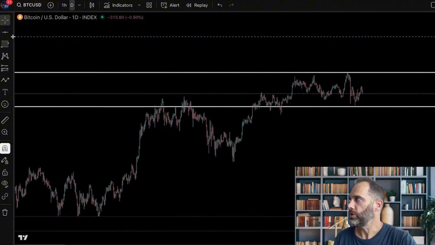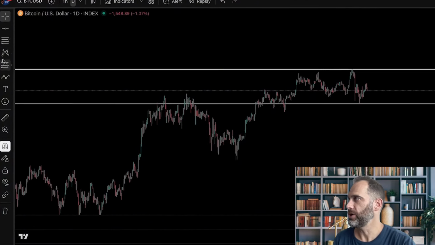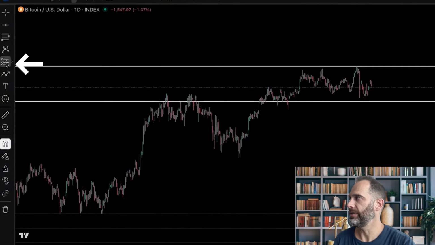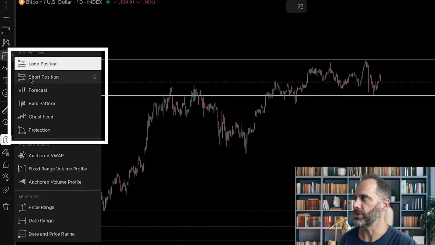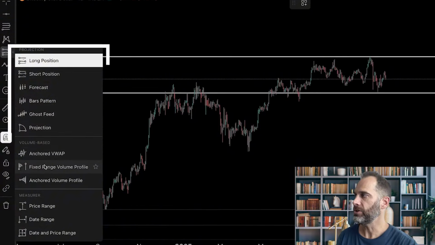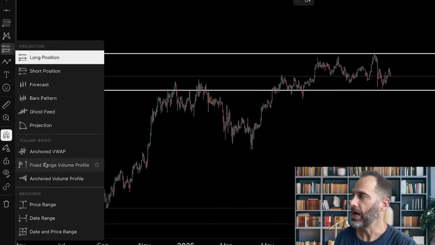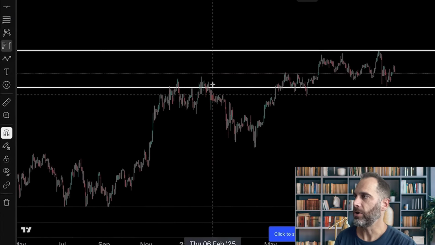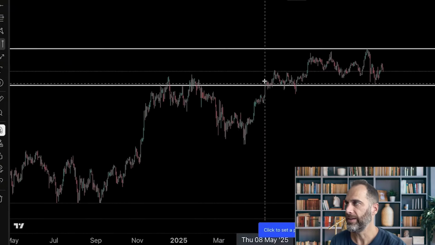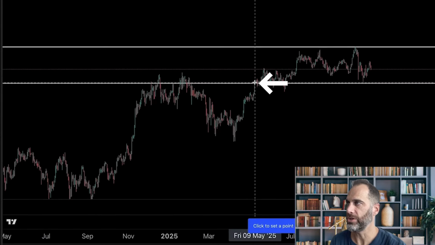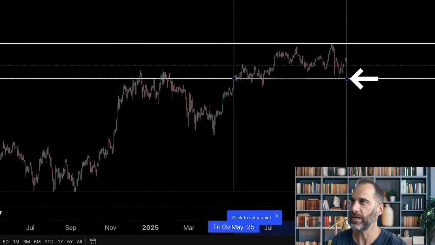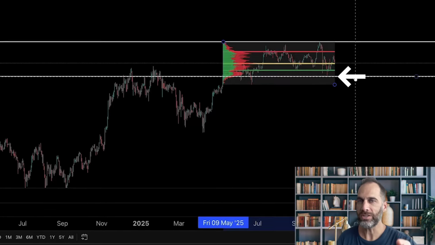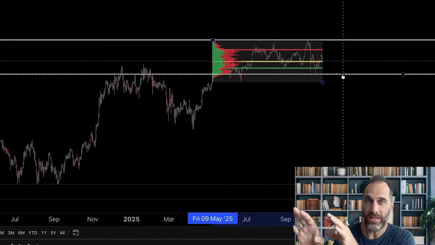All right. The next thing I'm going to show you is in TradingView, you're going to go over here on the sidebar tab to your trading tools, and you're going to click right here on this tab. And what's going to happen, you have the option of long position, short position, forecast, etc. Drop down to the fixed range volume profile. I want you to click on that. All right. Now come over here to your range, and then I want you to click the first candle in your range, right? And then you're going to just drag over to the final candle in your range, and you're going to click again. And what that's going to do, it's going to populate this on your chart.